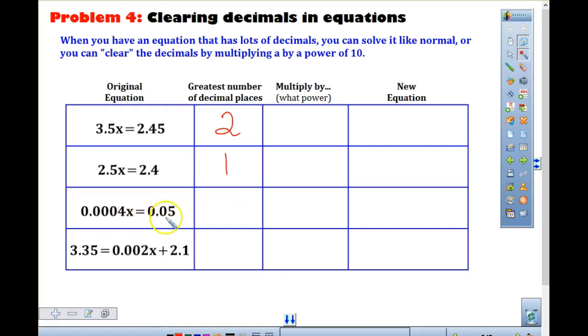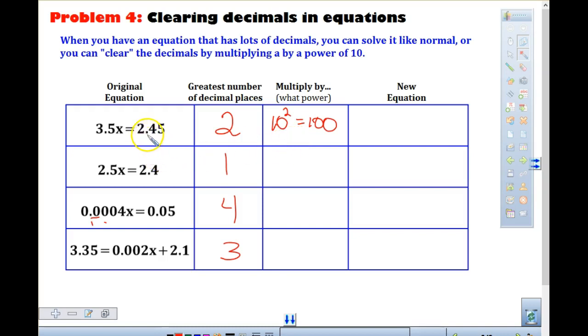So right now, tell me the greatest number behind, you have what? Oh no, there's more than 2 behind there. This one has 2, but this has how many? 4. How about the next one? 3. So what would you multiply by so you don't have any decimals? What power of 10? You would multiply by 10 to the second. What is 10 to the second? Not 20. Oh, 100. 10 times 10.